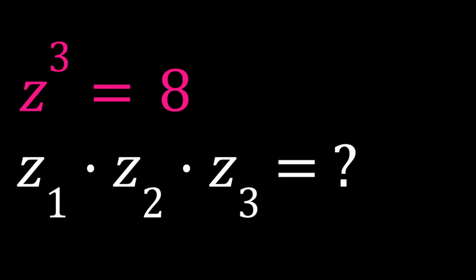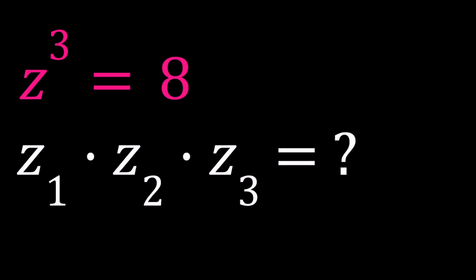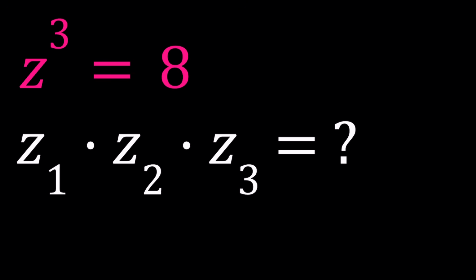This channel is all about complex numbers, and in this video we're going to be solving an interesting problem with complex numbers. So we are given a complex number z whose cube is equal to 8, and we're supposed to find z sub 1 times z sub 2 times z sub 3. What is that supposed to mean? Well, in the complex world, we have a cubic equation and it has three complex solutions. So those numbers represent each of these solutions, and the answer is how do you find their product, right?